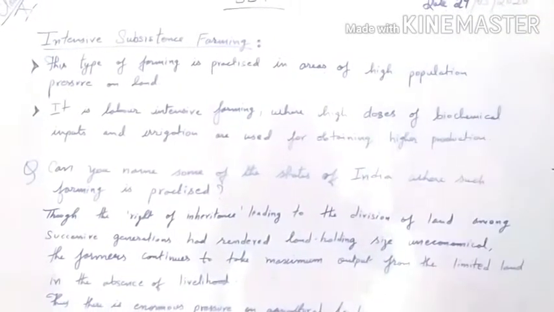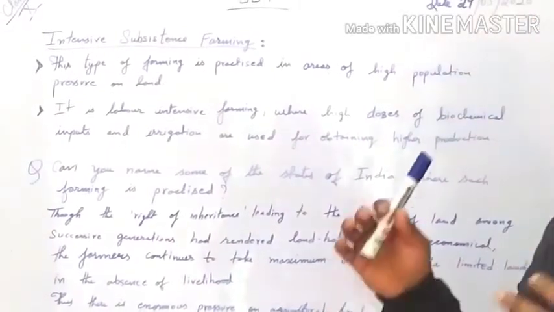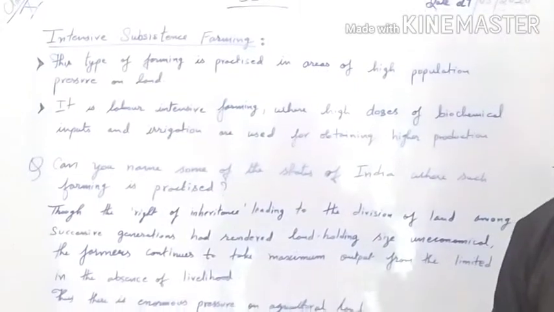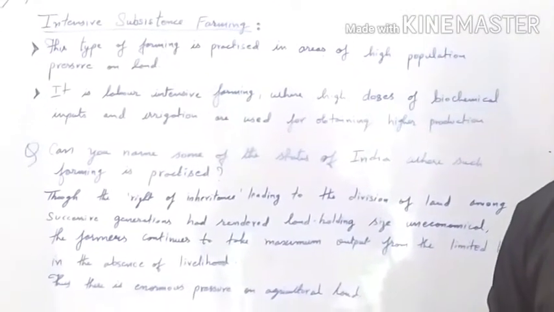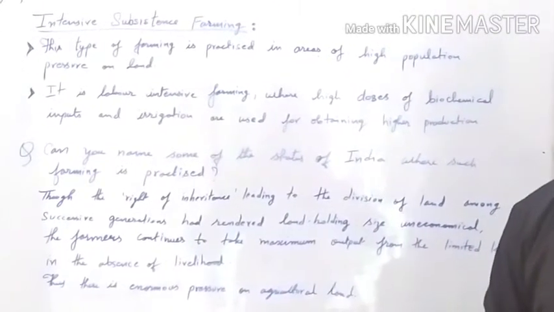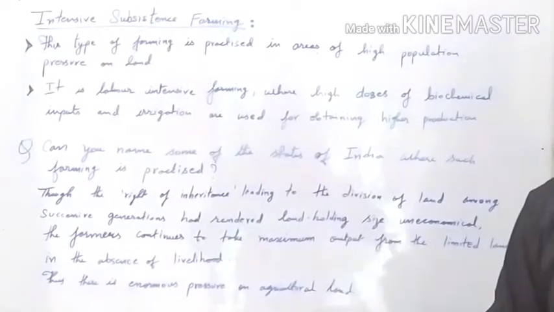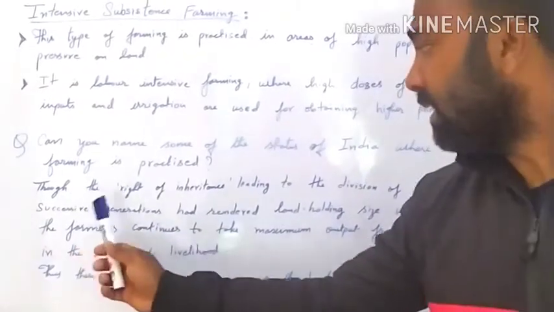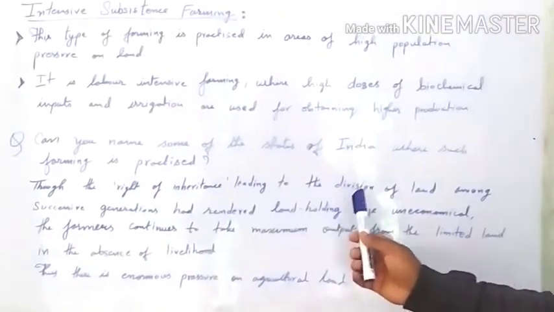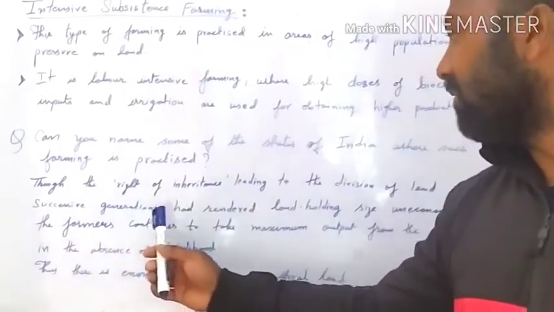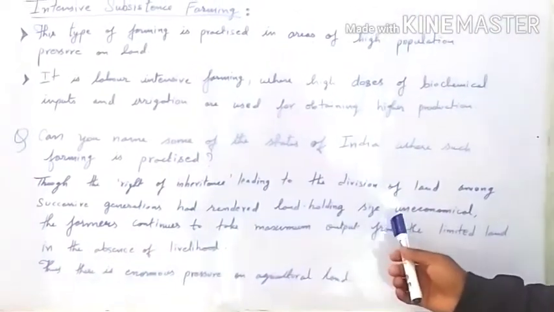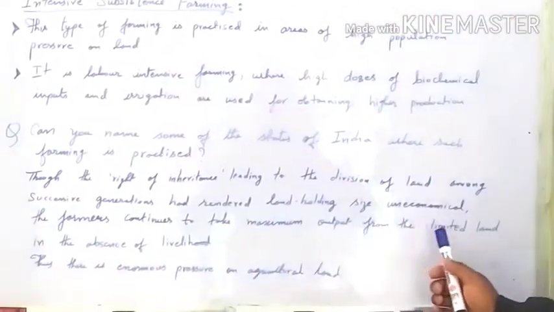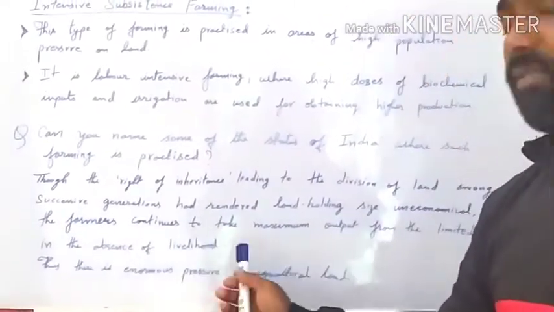Now, how does this problem arise? That means the pressure on land. When the population grows and the land becomes limited for that amount of population, the pressure on land increases. What is the cause? Though the right of inheritance, leading to the division of land among successive generations, has rendered the land holding size uneconomical, the farmers continue to take maximum output from the limited land in the absence of other livelihood.